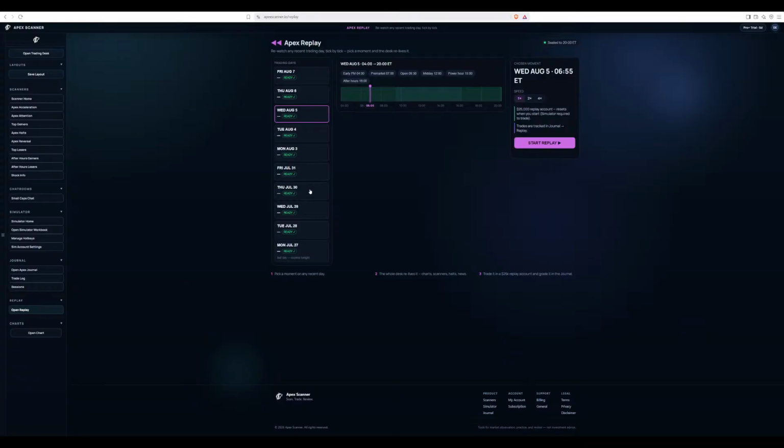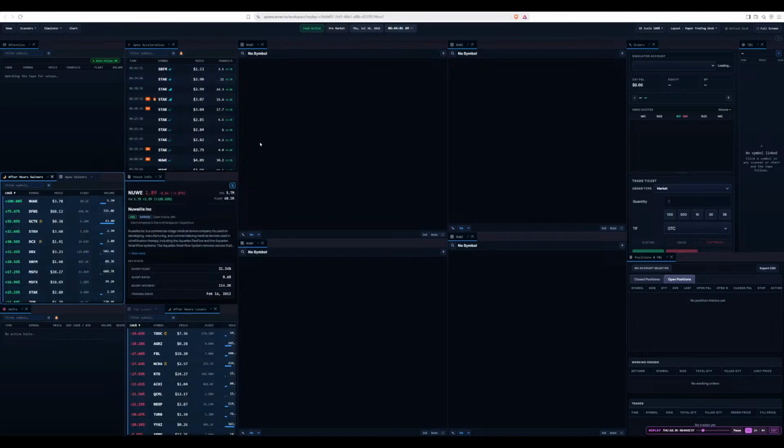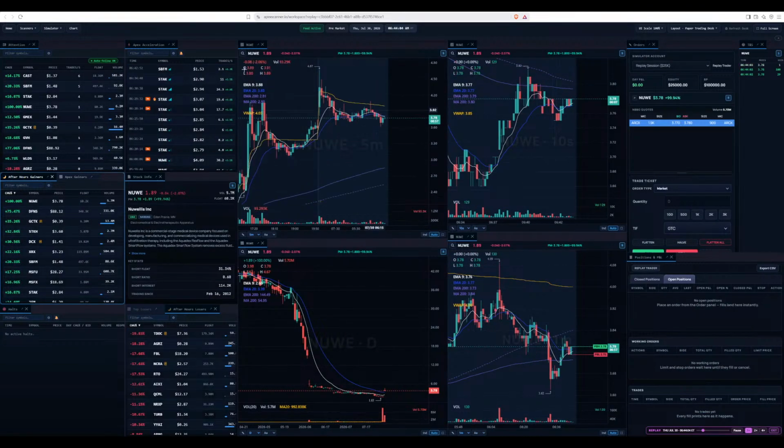Let's say we want to go to Thursday, July 30th, and we want to start the session at 6:55 in the morning. You have these neat little buttons that you can click, and it'll start the session from there. I tend to start around 6:50, 6:45ish, so I'm just setting the seek bar to 6:50 a.m., and let me click on Start Replay. When you click on Start Replay, it opens like a full desk. This whole page, we call it a workbook or a desk.